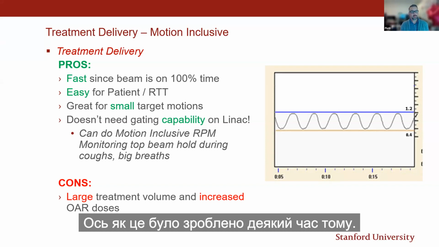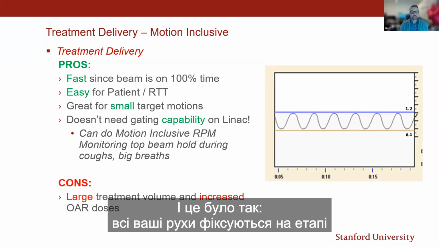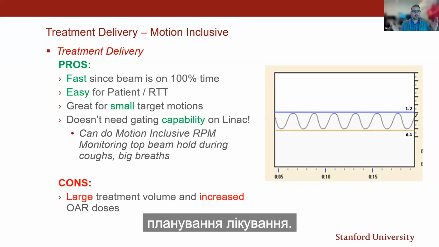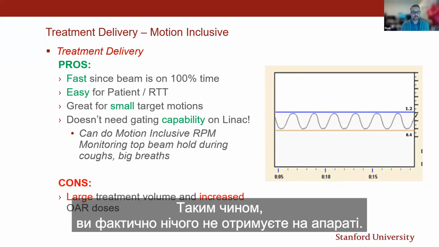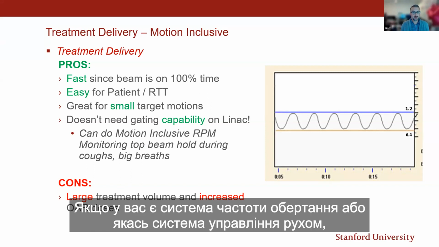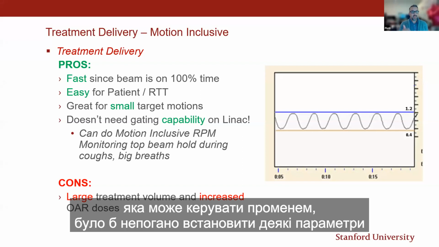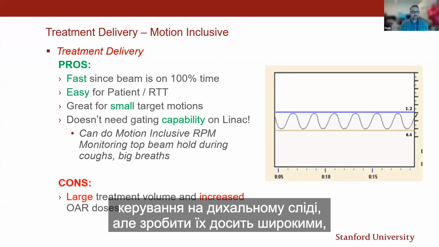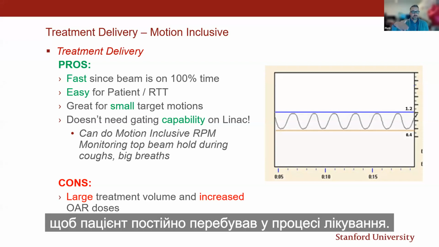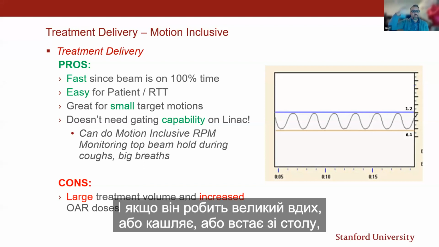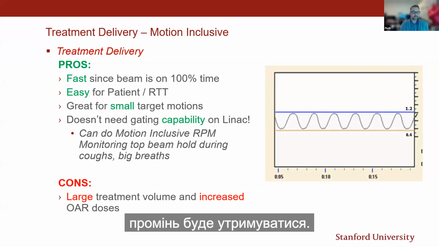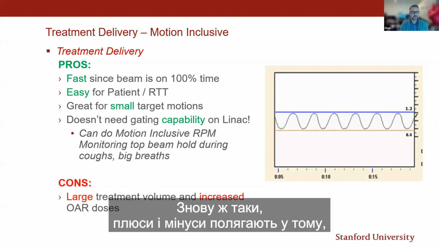This is how it was done some time ago. All your motion is captured in the treatment planning phase, so you're not actually gating anything on the machine. If you do have an RPM system or some sort of motion management system that can gate your beam, it's quite nice to actually put some gating parameters on your breathing trace, but have them wide enough that the patient's just constantly being delivered. And if they take a big breath, or if they cough, or if they get up off the table, the beam will be held. So again, those are the pros.